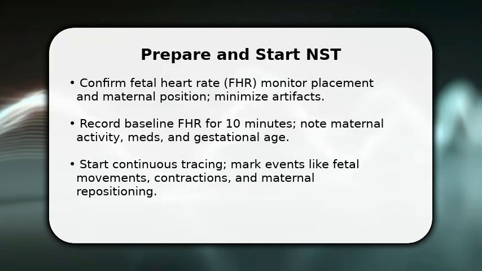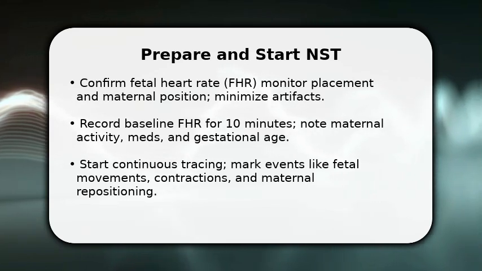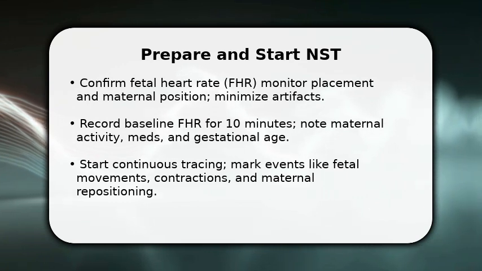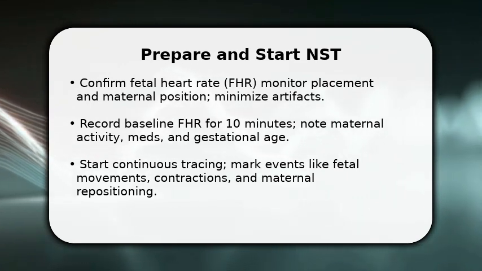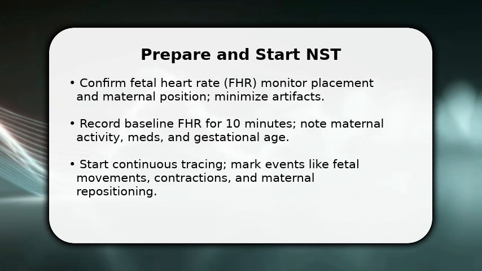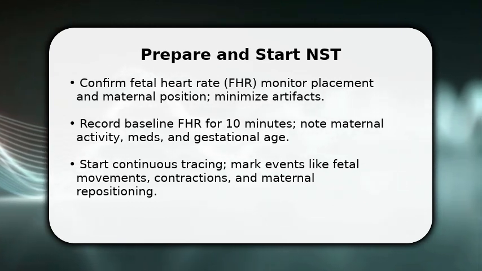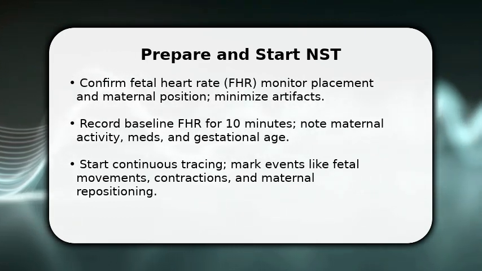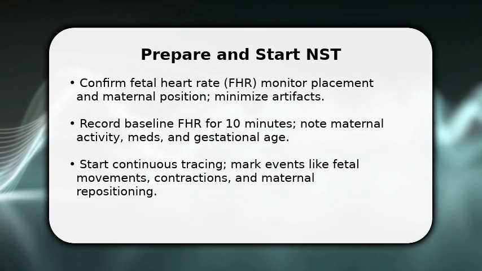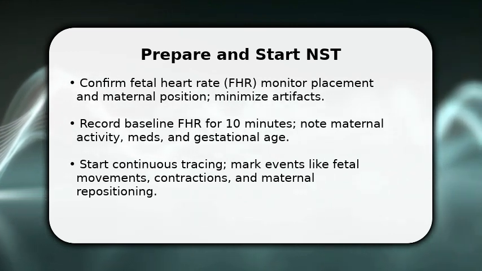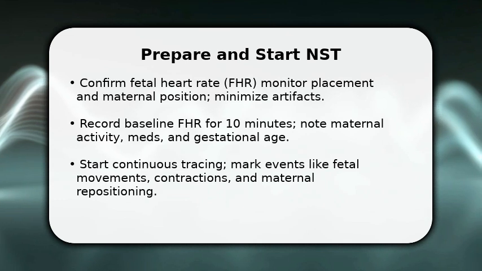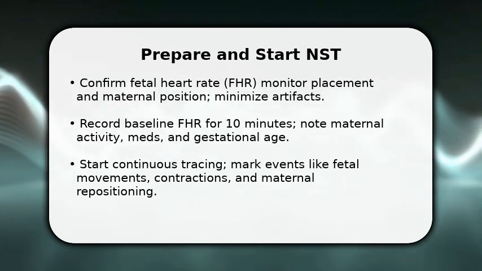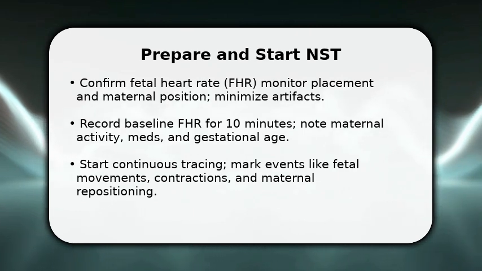You begin by ensuring the monitor is well placed and the mother is comfortable. This reduces noise and false readings. Once done, record a clean 10-minute baseline to capture resting FHR and any obvious accelerations. Make sure to log maternal meds, movement, and gestational age because those factors change interpretation. Then start continuous tracing, marking fetal movements and contractions as they occur. This first phase ensures the recording you'll analyze is reliable and interpretable.